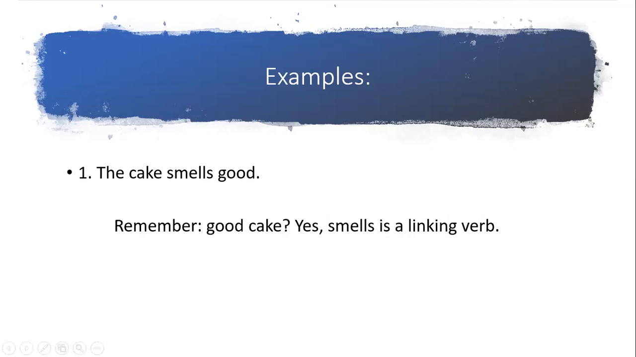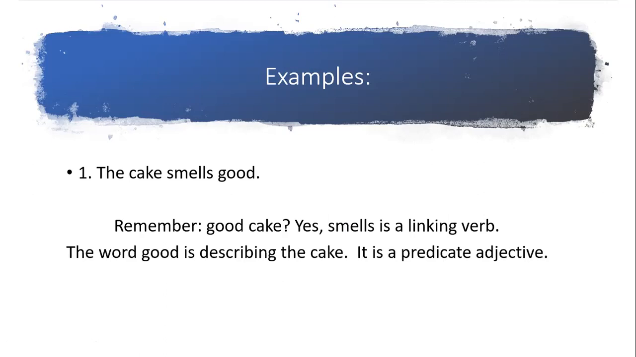You ready for another one? Let's review for a minute. The word good is describing the cake. And because it is describing the cake, what do we call words that describe? If you said adjectives, you're correct. And because it was found in the predicate, we're going to call it a predicate adjective. So the word good is describing the cake. It is a predicate adjective. Perfect. Are you guys with me? Can't hear you, but I hope so. Okay. Are you ready? Let's move on. Let's go to the next one.